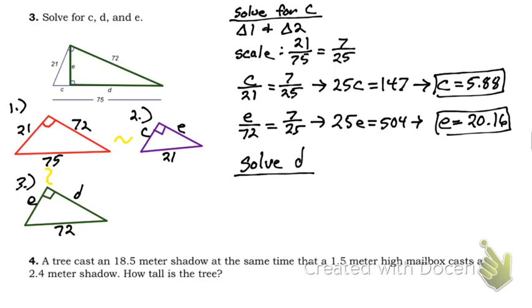To solve D, we have to use triangle 1 and triangle 3. Since I'm using a brand new triangle, I need a new scale factor. You can't use that same scale factor. So the scale of this one, let's do 3 to 1. That'll be 72 over 75. That can also be simplified to 9 over 25.